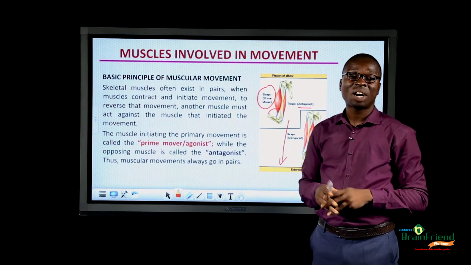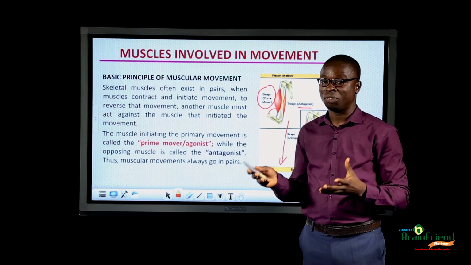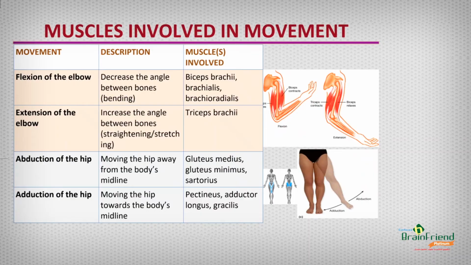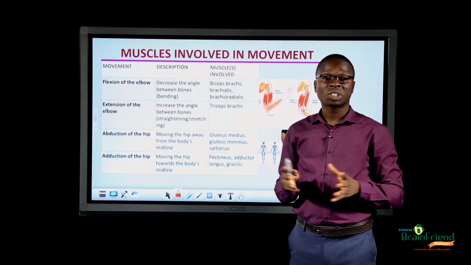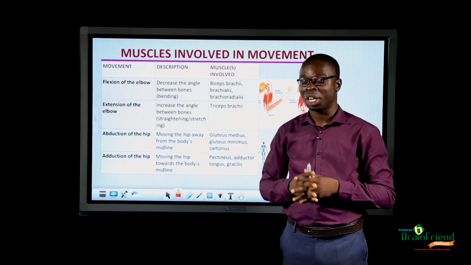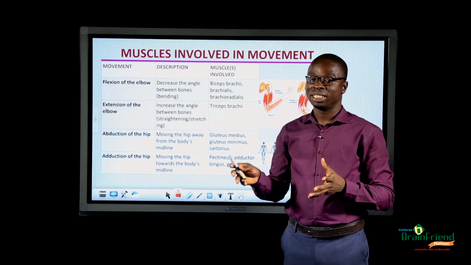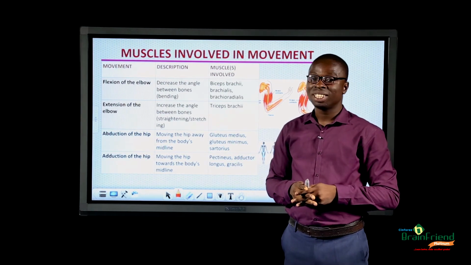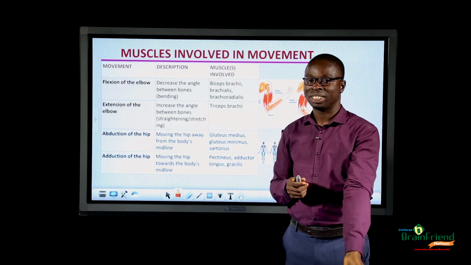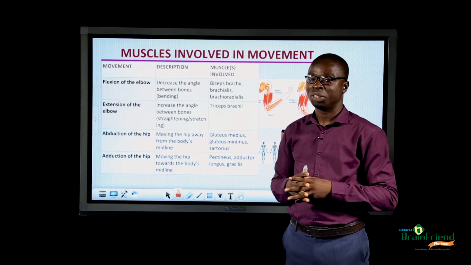Now, let's consider other common examples of muscular movement and the muscles involved in achieving these movements. The first example of muscular movement we'll talk about is the flexion and extension of the elbow. Remember, muscular movements always exist in pairs. That means a muscle initiates the primary movement while another reverses that movement.